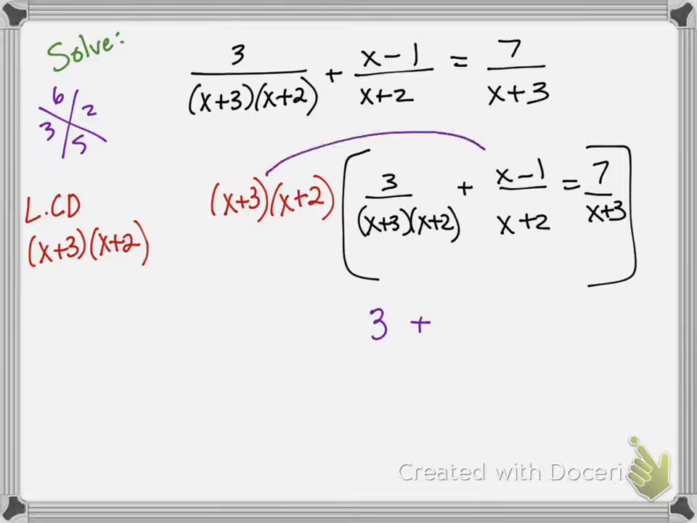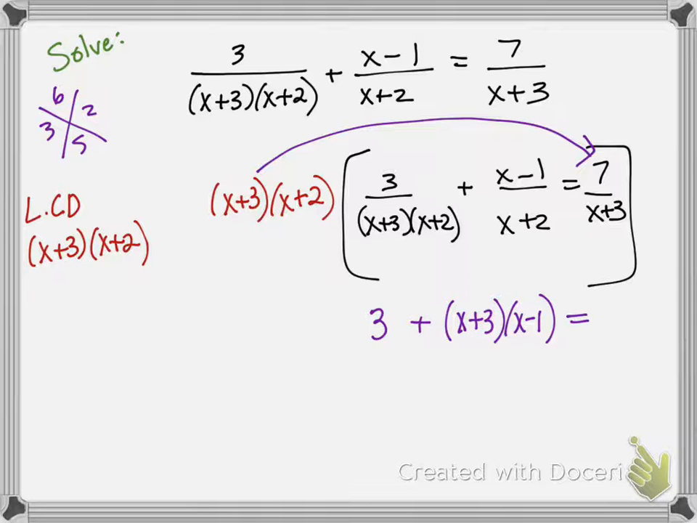When I distribute this to the next term, notice that the x plus 2's will cancel out. So I have to multiply x plus 3 times x minus 1. So let's write that down: x plus 3 times x minus 1. And that's equal to, when I multiply this pair, the x plus 3's will cancel out. So you're left with x plus 2 times 7, so 7 times x plus 2.